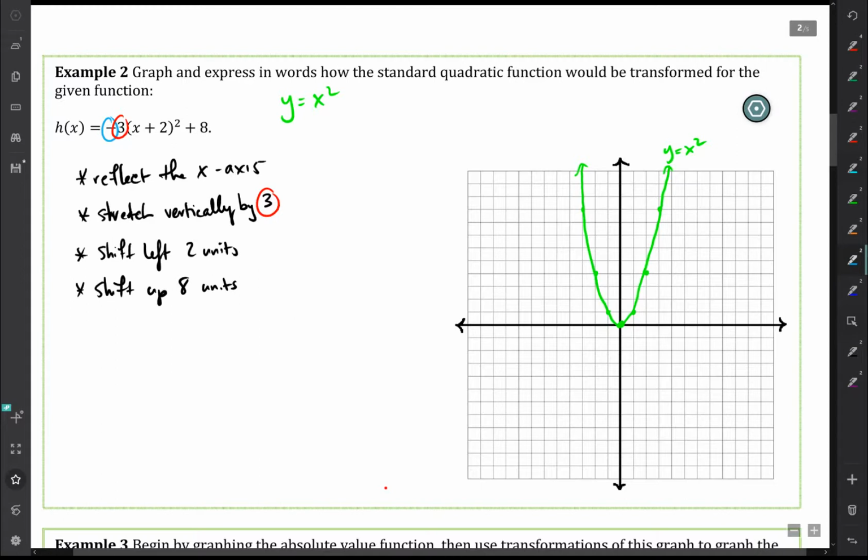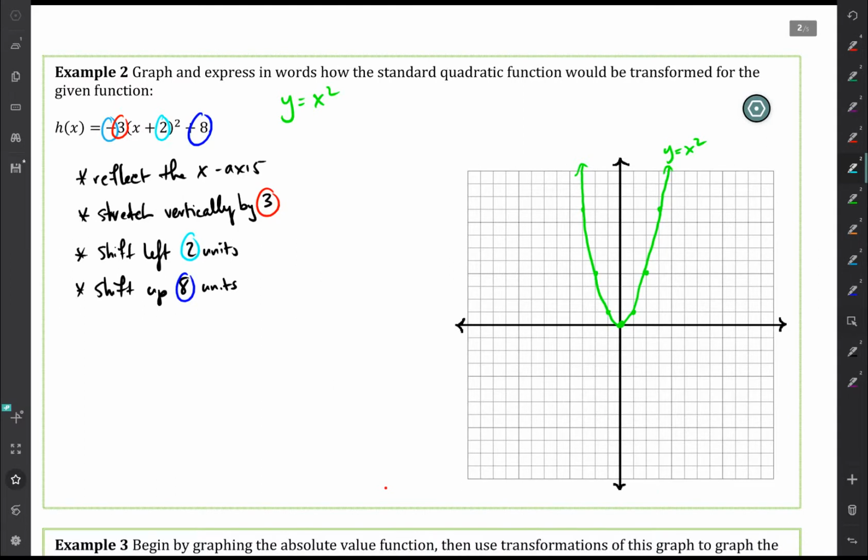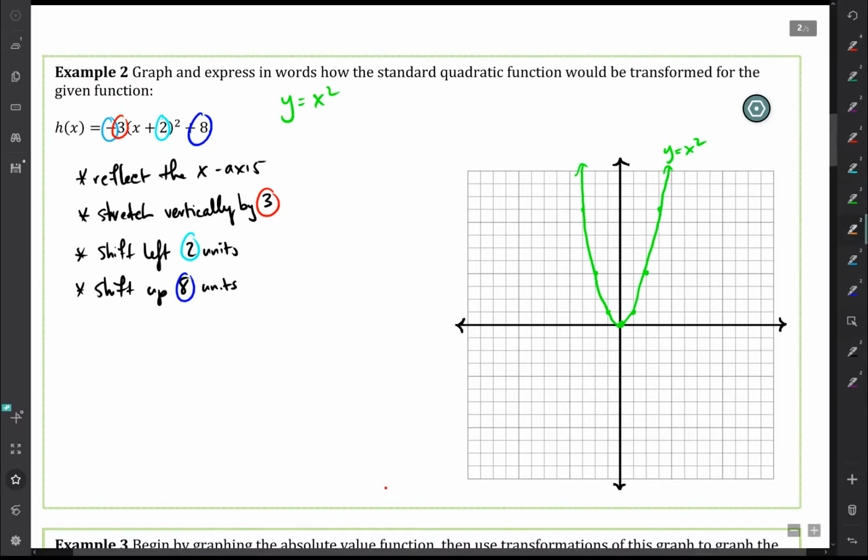So the 8 units is because we have a plus 8 outside, and the shifting left 2 units is because you want to go the opposite direction of the constant inside the parentheses here. So let's see. Like I said, we should reflect across the x-axis. So this is the reflection. That would be y equals negative x squared. And then to create y equals negative 3x squared, we need to stretch by a factor of 3.